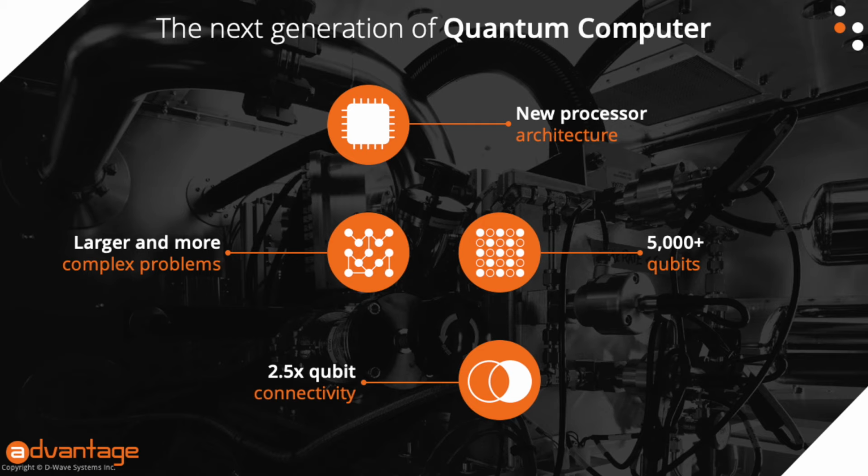And the first thing is that we do have a new processor architecture. We're going to talk about the layout coming up. We want to be able to handle much larger and more complicated problems. We did get past 5,000 qubits, more than that, and we've also increased the connectivity between qubits. You remember that in the Chimera architecture, each qubit had 6 neighbors, and we're going to see shortly that the number is considerably bigger than that.